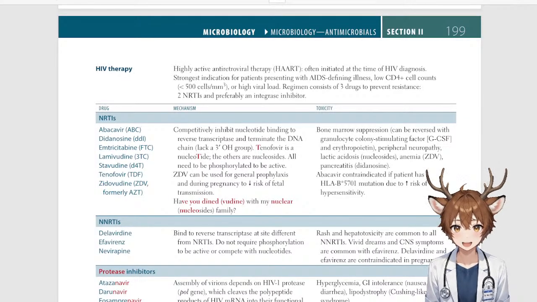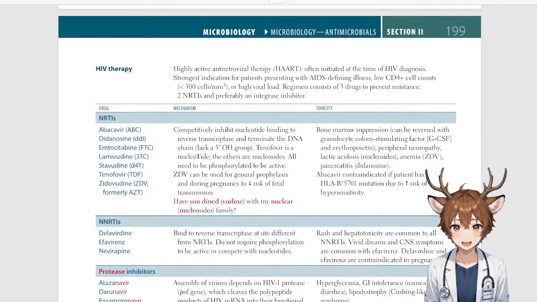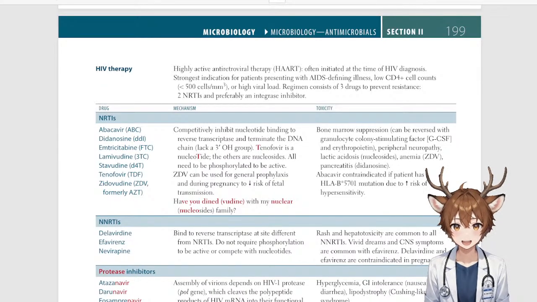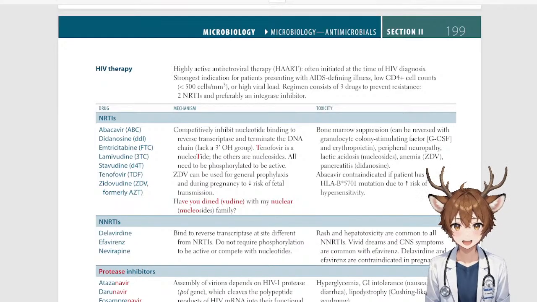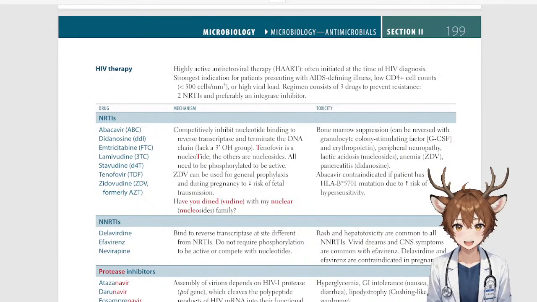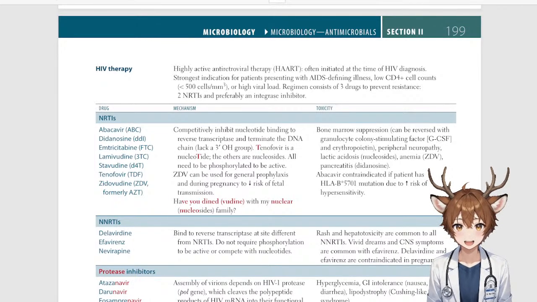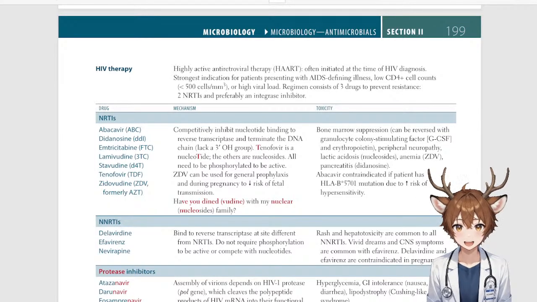Antiretroviral therapy, ART, is often initiated at the time of HIV diagnosis. Strongest indication for use is in patients presenting with AIDS-defining illnesses, low CD4 positive cell counts, less than 500, or high viral load. The regimen consists of 3 drugs to prevent resistance: 2 NRTIs, and preferably an integrase inhibitor as well. Most ARTs are active against both HIV-1 and HIV-2. Exceptions include NNRTIs and enfuvirtide, which are not effective against HIV-2. Tenofovir plus emtricitabine can be administered as pre-exposure prophylaxis.